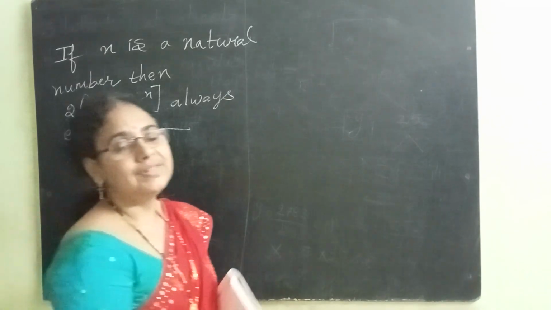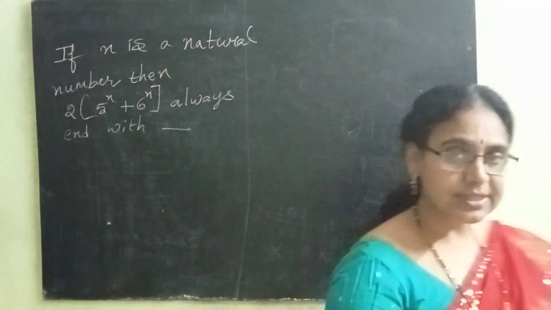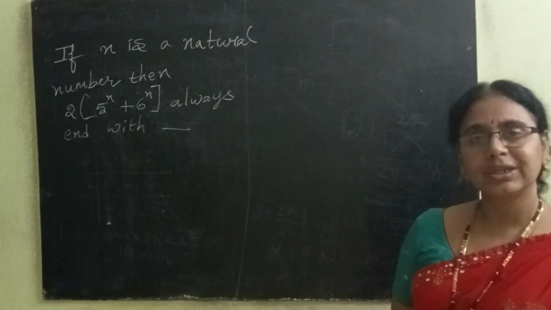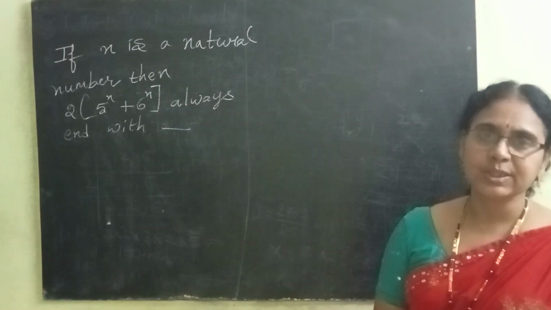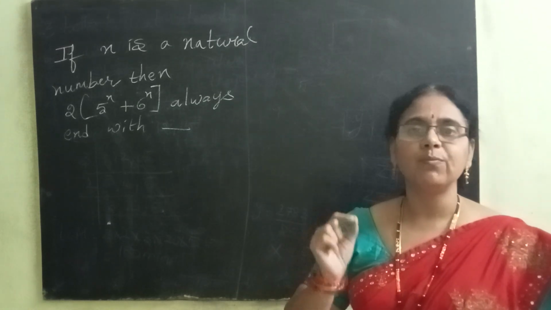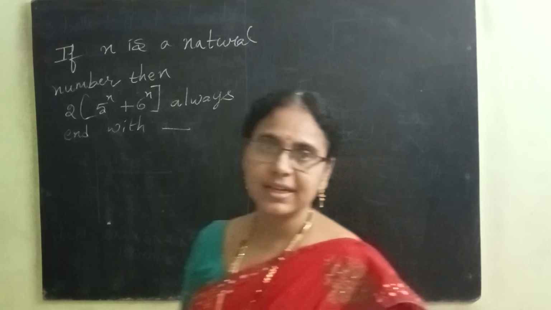As a plan, they have given this one. Can you guess? Yes, here he has given one condition: n is a natural number. So you have to take n values starting from 1. Why? Because he said n is a natural number.